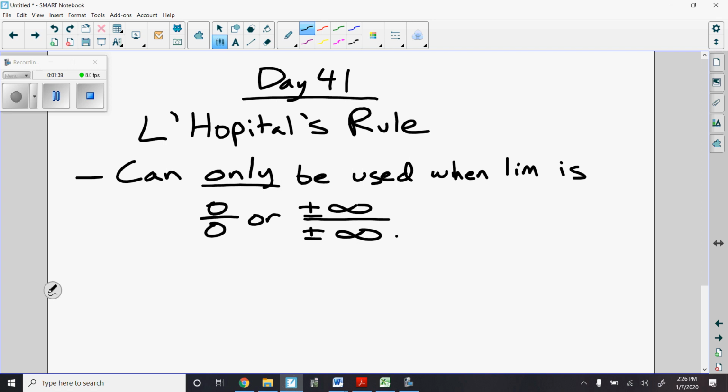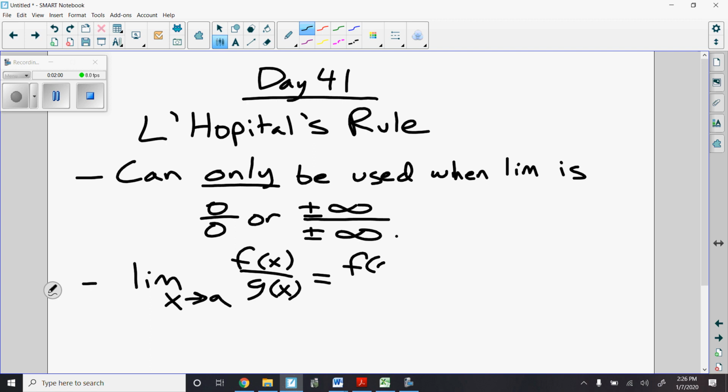Here's what L'Hopital's rule is. If we get a limit as x goes to a, we're doing a limit as x goes to a of f of x over g of x, right? A function over a function. Okay? When we plug in a, right, we get f of a, whatever that is.